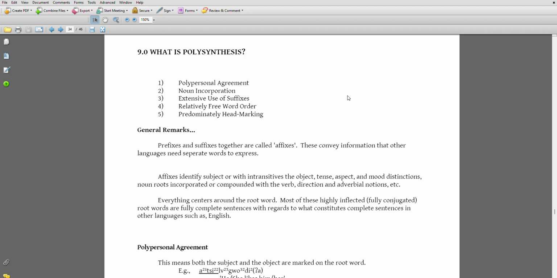Most of these highly inflected, fully conjugated root words are fully complete sentences with regards to what constitutes complete sentences in other languages such as English. That is why, for those of you trying to understand Cherokee word order, the one thing that's going to help serve you the most is to remember that verbs, once they're conjugated, are no longer to be thought of as verbs. Think of them as complete sentences. Then you will know how to set your words around those complete sentences, because once something is a complete sentence, it can no longer have other things put into it. So you have to put important words around it.